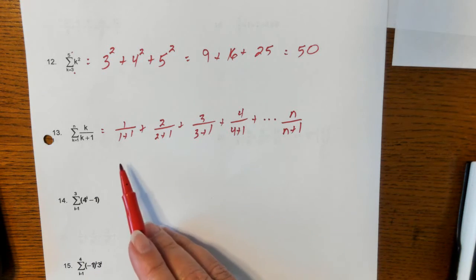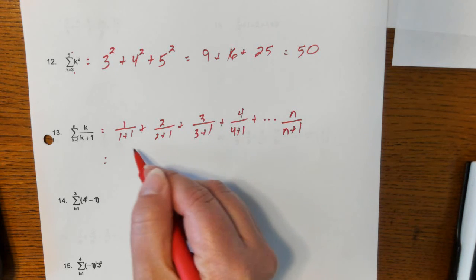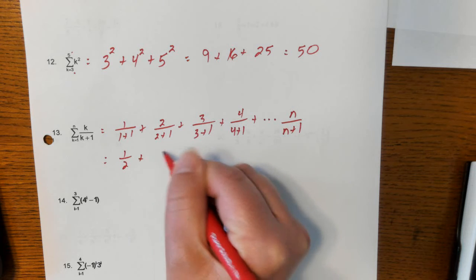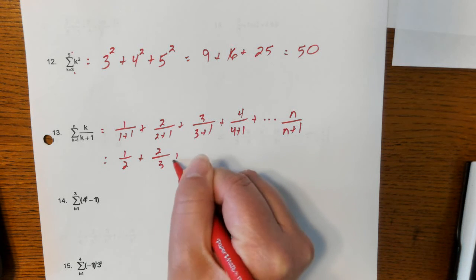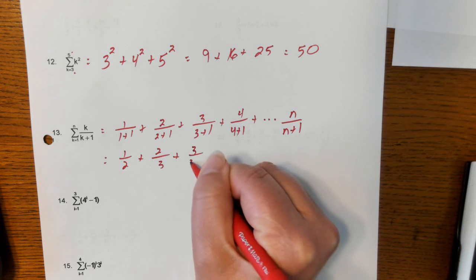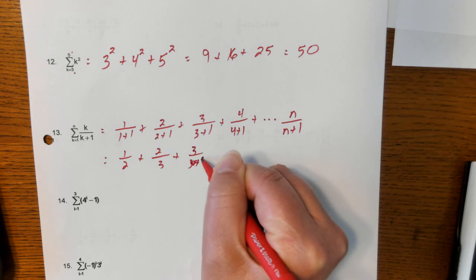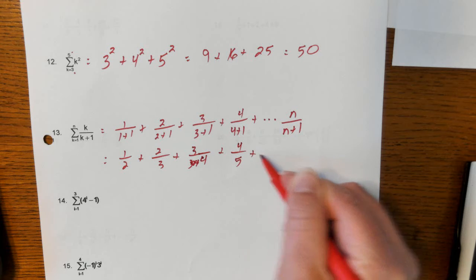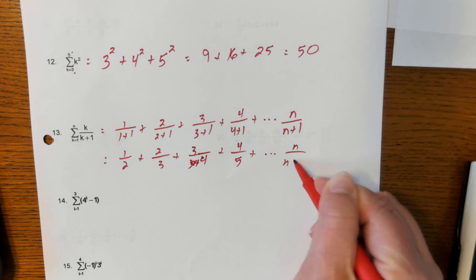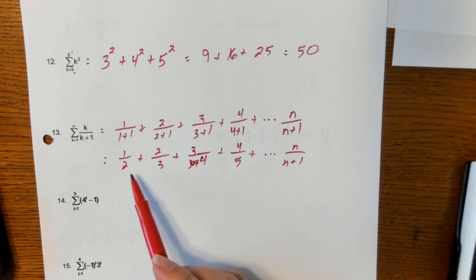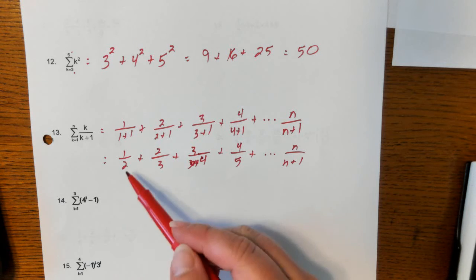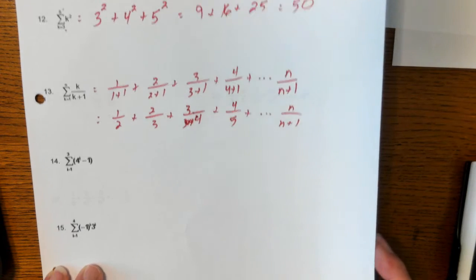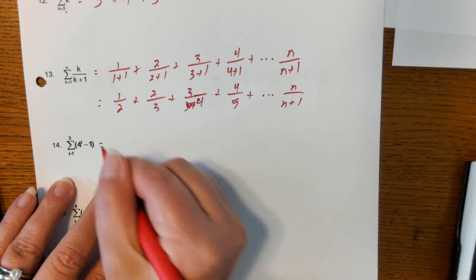Now we could do a little better than leaving these denominators as 1 plus whatever. This first one, 1 plus 1 is 2. The second one, 2 plus 1 is 3. The third one, 3 plus 1 is 4. So notice my denominator is always 1 higher than whatever was on top. 1/2 plus 2/3 plus 3/4 plus 4/5, and so on. Okay? All right, next one.